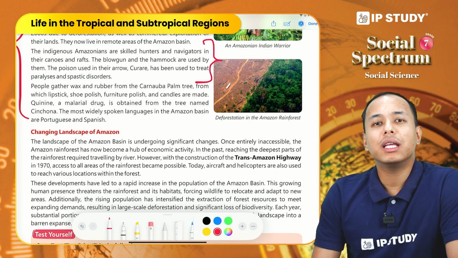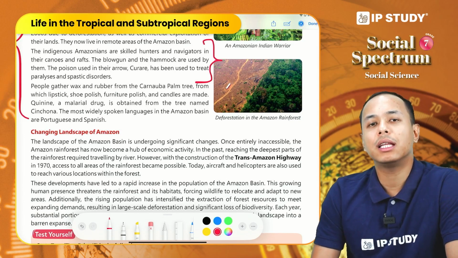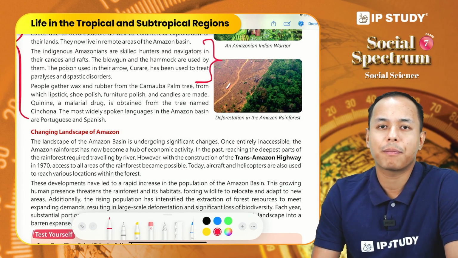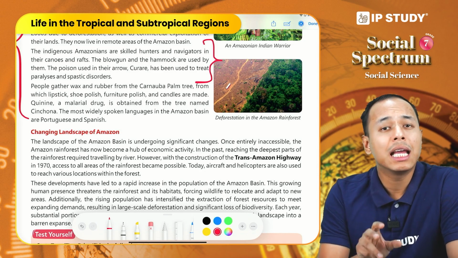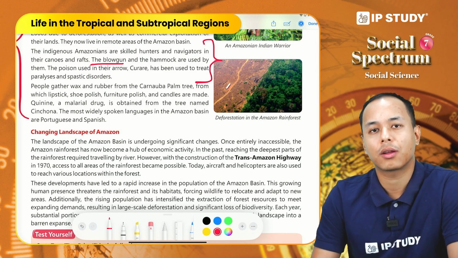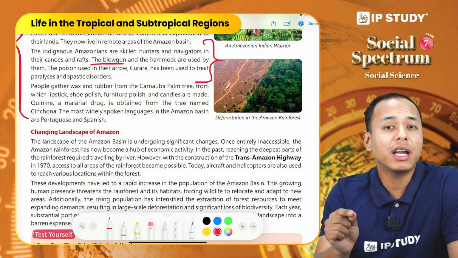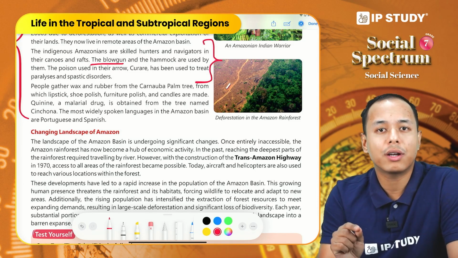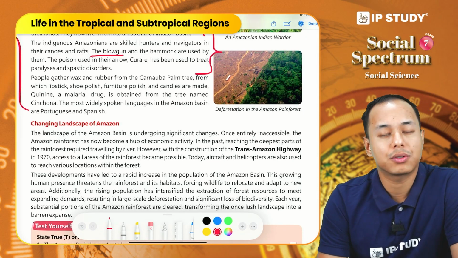When we talk about the characteristics or the skills of the people living in the Amazon rainforest, they are skilled hunters and navigators. For hunting, they use arrows and blowgun. And to navigate the rivers in the Amazon forest, they use rafts and canoes.